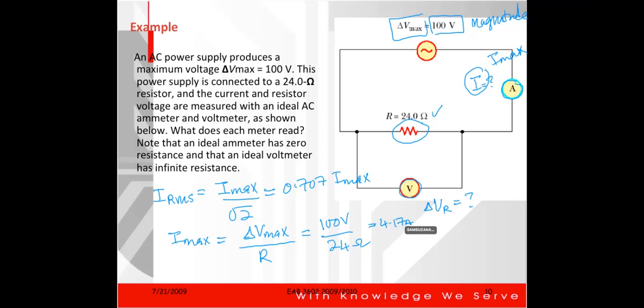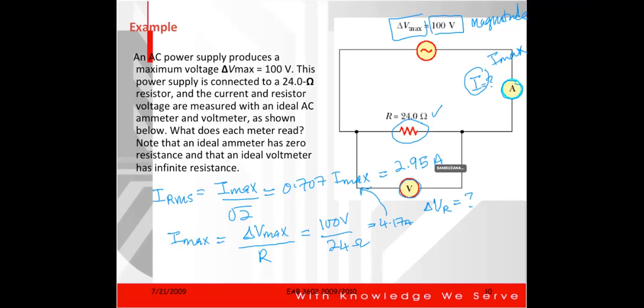Okay, so you masukkan balik value ni kat dalam ni. So you akan dapat IRMS dia sebanyak 2.95. Okay, so that's how you calculate the IRMS.